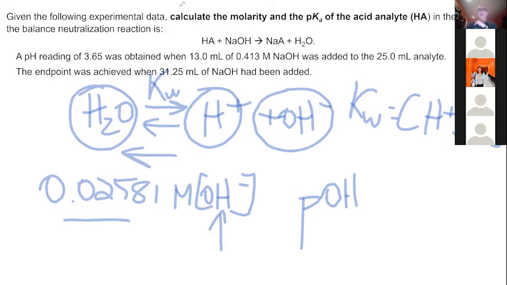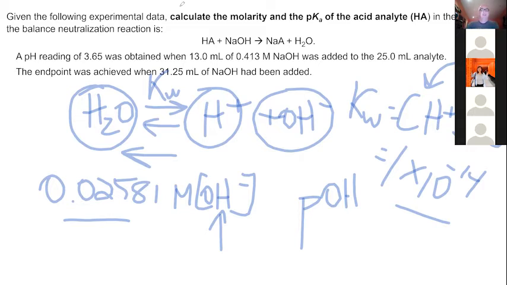So what is KW? What's the value of it? One times 10 to the negative 14. That's right. Great job. That means whenever I multiply the concentration of H plus in water and OH minus in water, I'm going to get that number. So if the amount of hydroxide ion goes up, the amount of H plus goes down. If the amount of H plus goes up, the amount of hydroxide goes down. So that whenever I multiply them together, I get 1 times 10 to the minus 14.